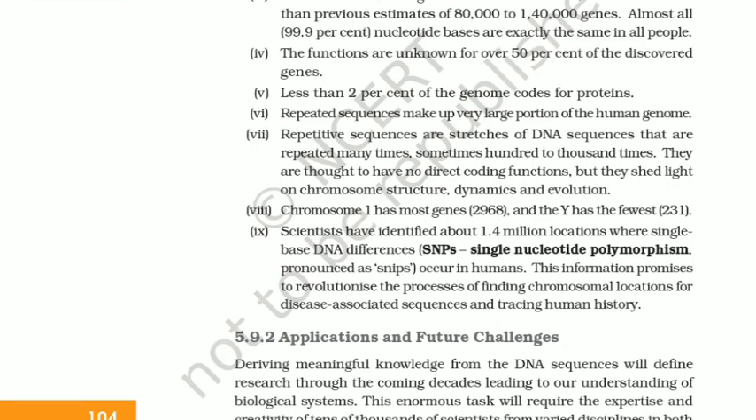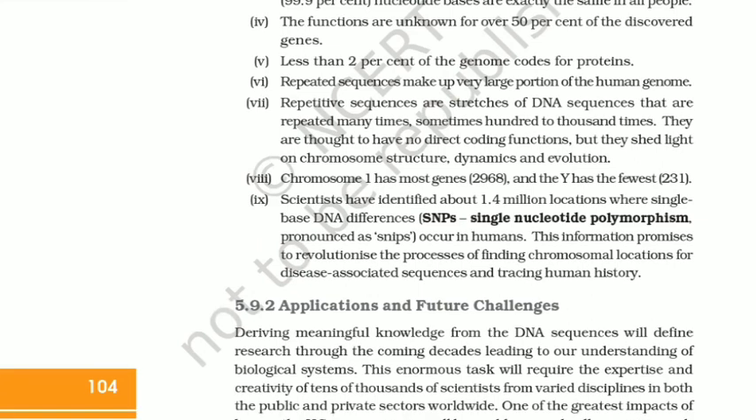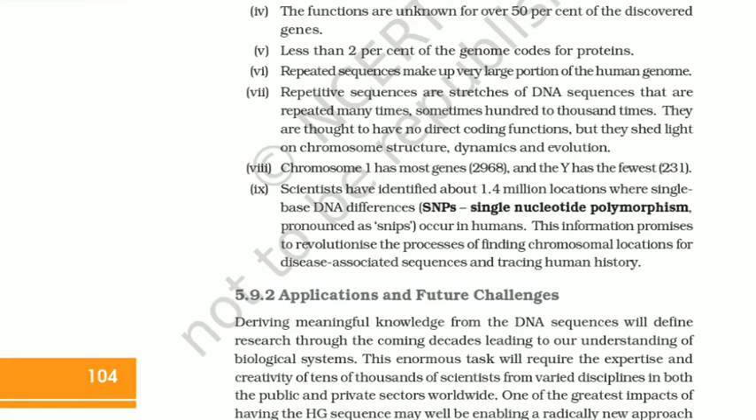Almost all, 99.9%, nucleotide bases are exactly the same in all people. Number 4, the functions are unknown for over 50% of the discovered genes. Number 5, less than 2% of the genes code for proteins. Number 6, repeated sequences make up a very large portion of the human genome. Number 7, repetitive sequences are stretches of DNA sequences that are repeated many times, sometimes hundreds or 1,000 times. They are thought to have no direct coding function, but they shed light on chromosome structural dynamics and evolution.